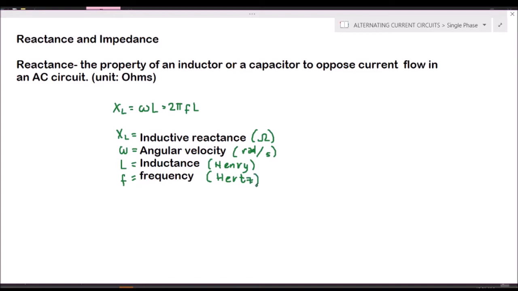For the capacitor, we also have the capacitive reactance given by the formula XC equal to 1 over omega C, or equivalent to 1 over 2 pi f C. If you are wondering how to derive this formula, there is a book entitled Electrical Circuits by Charles Siskind. You can read that book if you want to be more in touch with your mathematical talent and study the derivation. But the most important thing is you must be familiar with the formula itself.